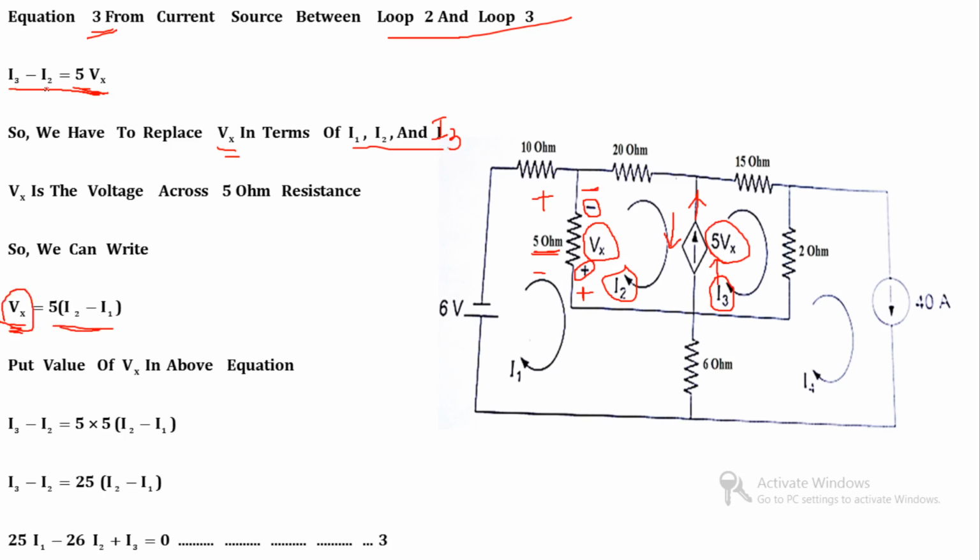So, I can write I3 minus I2 is equal to 5, and Vx is equal to 5 (I2 minus I1). So, this is the value of Vx. If I simplify, I3 minus I2 is equal to 5 into 5, so 25 into (I2 minus I1), and after the simplification I will get equation number 3 as 25 I1 minus 26 I2 plus I3 is equal to 0. So, that is equation number 3 that we have written from the current source.